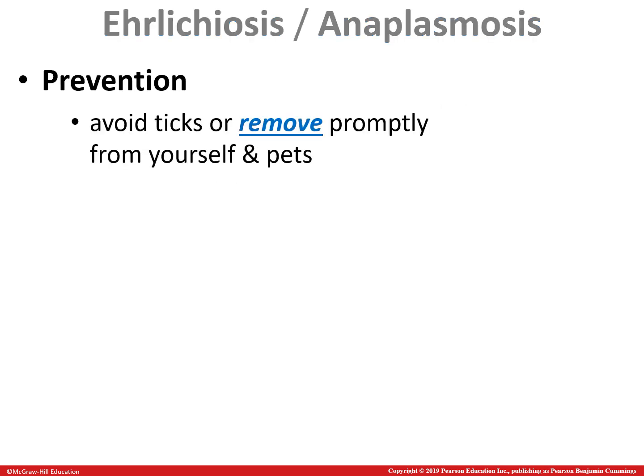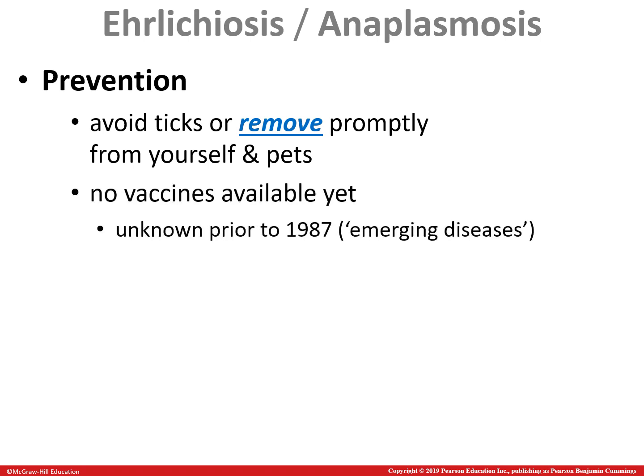So just like other tick-borne diseases, getting rid of the tick before it can transmit is important, or avoiding them altogether, and especially because this is something that affects animals, your pets. Make sure that you check them for ticks regularly as well, or treat them to prevent ticks. So there are no effective vaccines available yet, although they have been working on a dog vaccine for quite some time. This was actually one of those things that we consider an emerging disease because it was completely unknown prior to 1987. So if it gets diagnosed properly, antibiotics can be effective.